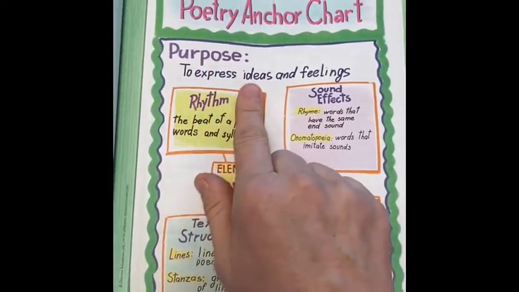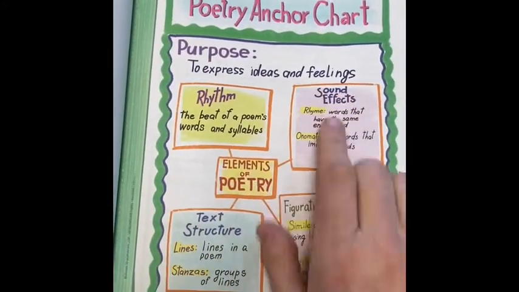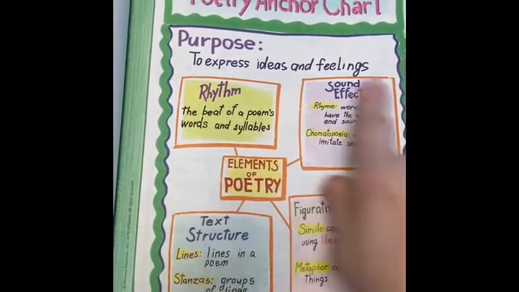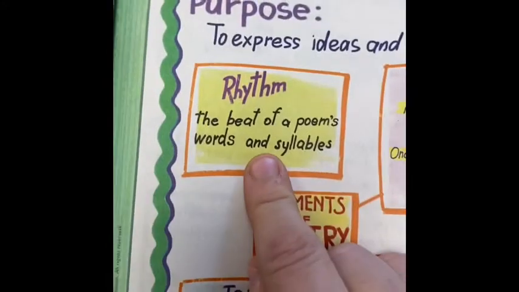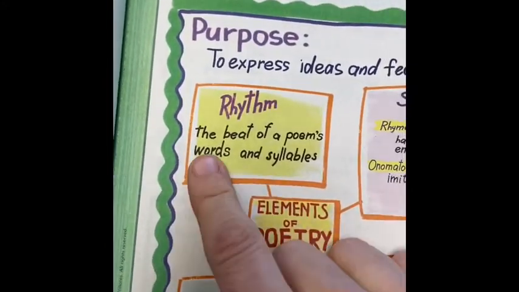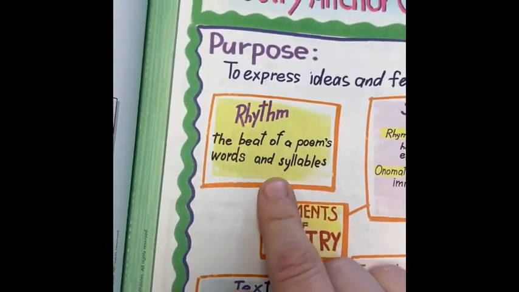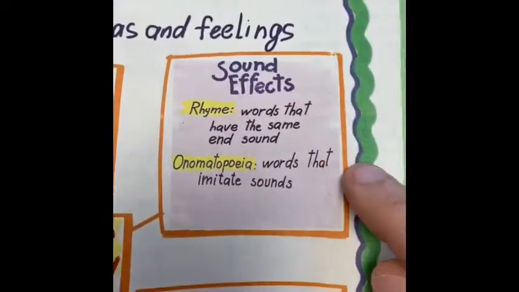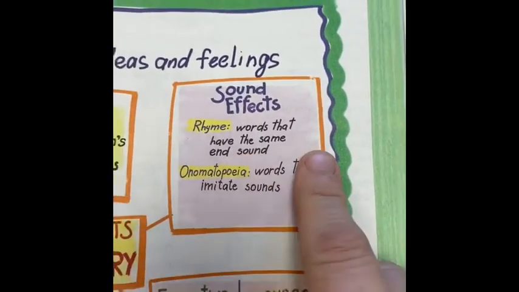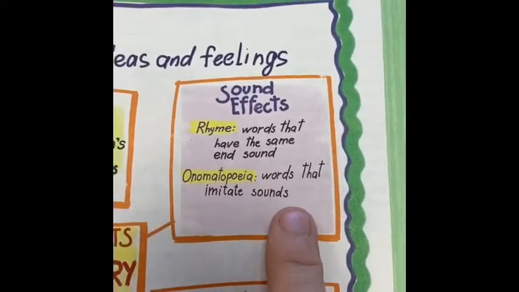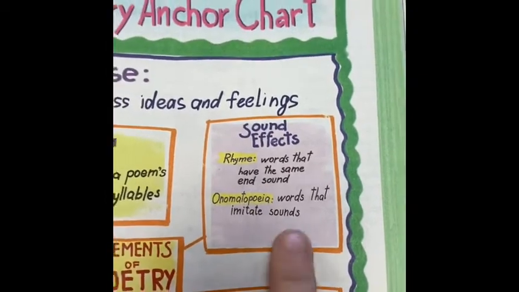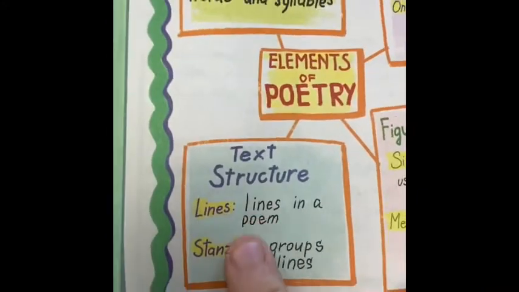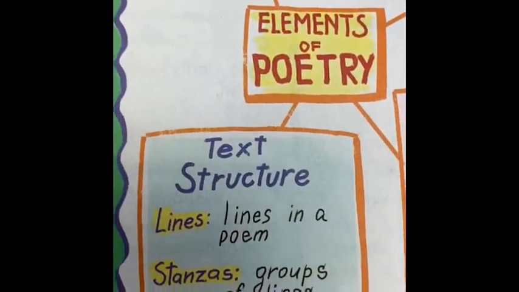The purpose for poetry is to express ideas and feelings. That's what the speaker is doing. They're expressing their own ideas and feelings. Here are some important elements of poetry. Rhythm and other sounds: the beat of a poem's words and syllables. It's almost like music, the rhythm. Sound effects are very important: the rhyme, the words that have the end; onomatopoeia, the words that imitate sound; and also remember, punctuation creates a sound effect, like a pause. Text structure is lines and stanzas, we remember.